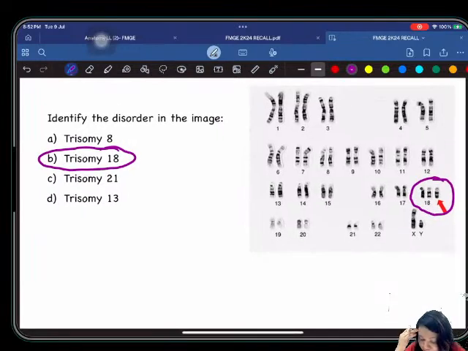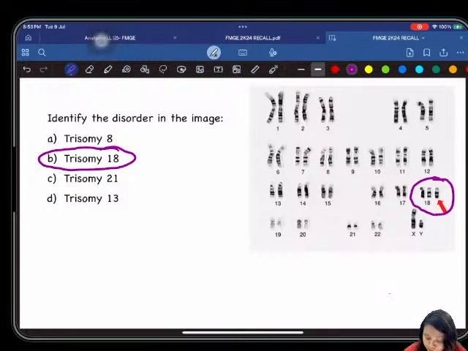Anybody in the chat who knows what is trisomy 18? You should know this. Trisomy 18, trisomy 13. We'll discuss all the trisomies in the next slide, about 8, 18, 21 and 13. Because every time they're repeating this, like this time in July, next time in the December session, they will repeat trisomy 8 or trisomy 21 or trisomy 13. Even in the morning and evening sessions, they are repeating this.